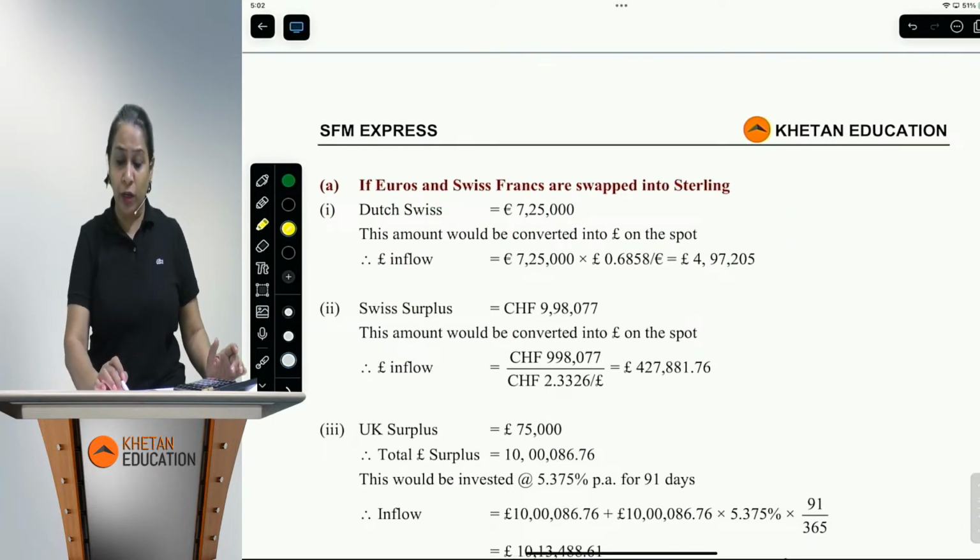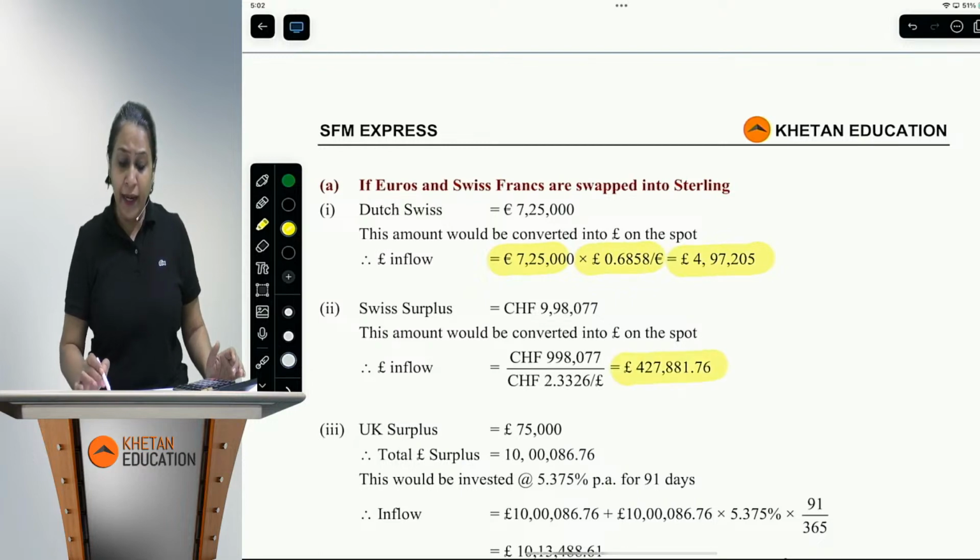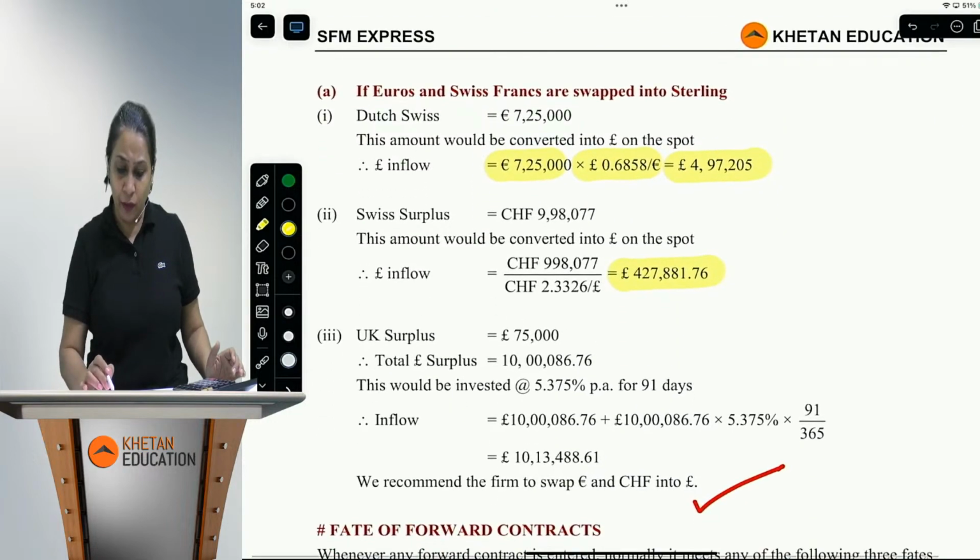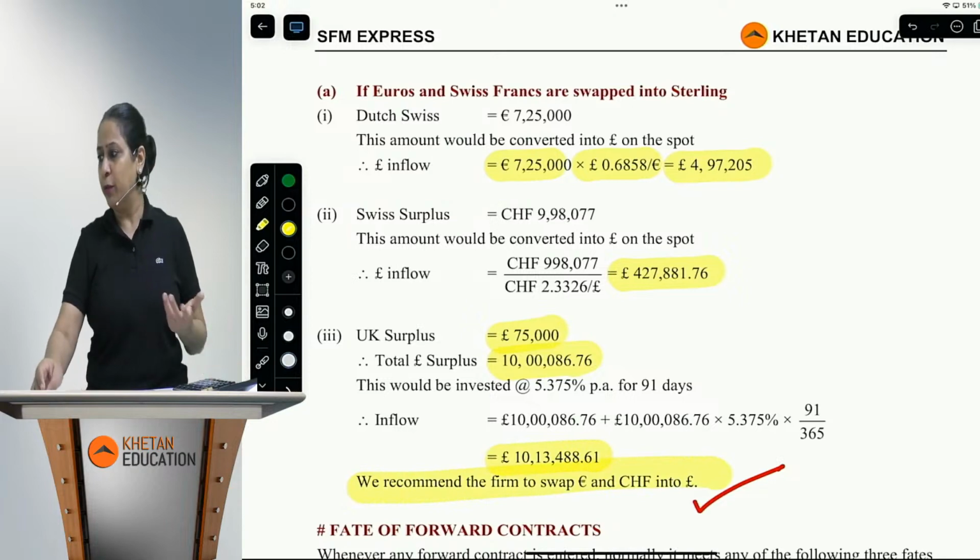centralized cash management system or immediate swapping, you'll see that they are not invested. They will be first converted on the spot into pounds, again converted into pounds here, and take a total of all the three. So the total is this one. Then you invest at the rate of 5.375% for 91 days. So basically you get this answer, and whichever is higher, that will be your right answer.